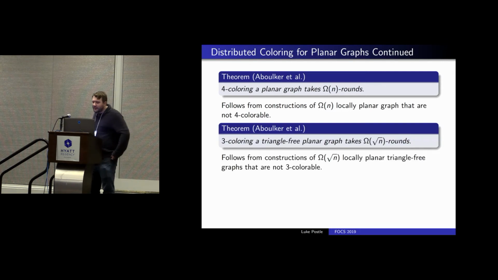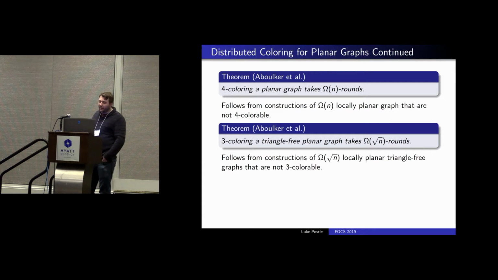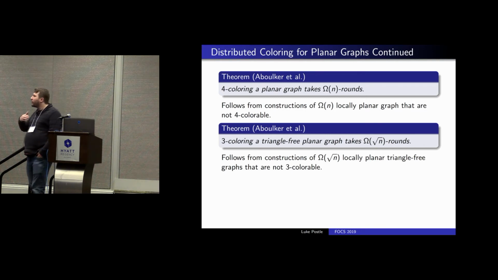And similarly, there exists a construction that shows that 3-coloring a triangle-free planar graph would take omega of square root of n rounds, because there are locally planar triangle-free graphs, locally planar up to omega of square root n, that are not 3-colorable. Right, so the 4-color theorem and Grötzsch's theorem won't hold. There won't be distributed algorithms to do them.